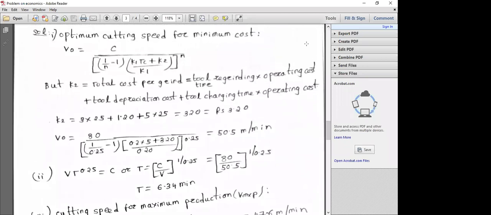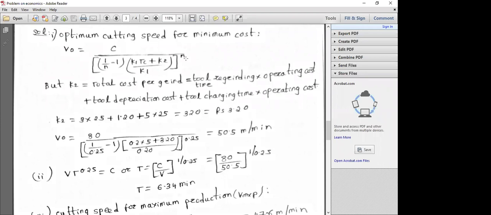So now, what is the optimum cutting speed for minimum cost? V naught is equal to C by [1 minus 1 by n minus 1 into K1 Tc plus K2 by K1] to the power of n. You just try to see where the particular index or the particular component you are putting that n. So you know what is n. But what is K2? K2 you have to find out.